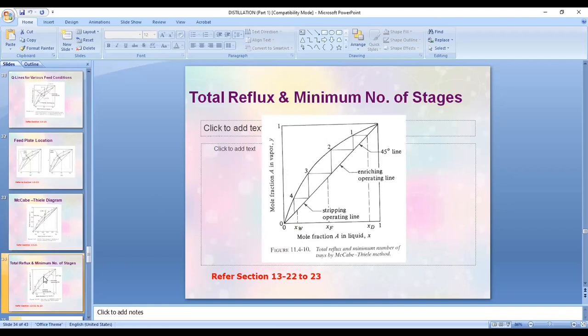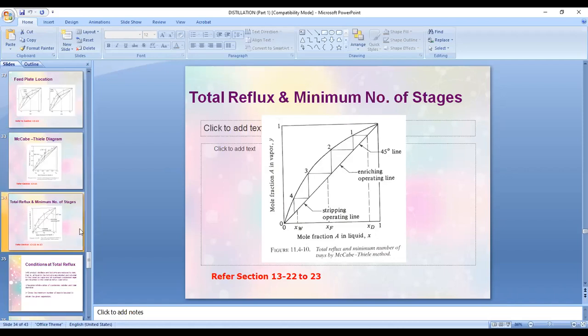If we want the minimum number of stages, all the operating lines coincide with the 45-degree line. So you don't see any of the 3 operating lines in here. And the minimum number of stages is determined in this manner. There is also an equation to determine the minimum number of stages analytically or theoretically. Now, we have this minimum number of stages at a condition we call total reflux.